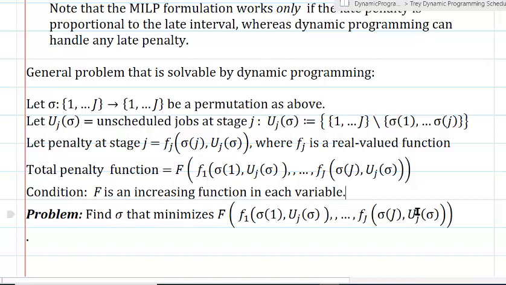So dynamic programming can solve this general problem. As I mentioned, the question is whether this general problem is of practical significance. That's the issue. If this general problem is of practical significance, then it's worth finding an efficient dynamic programming method. Okay.